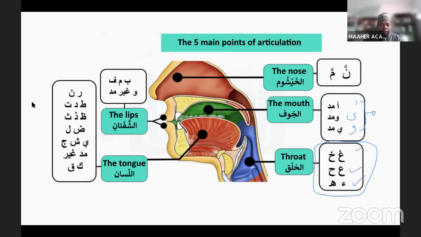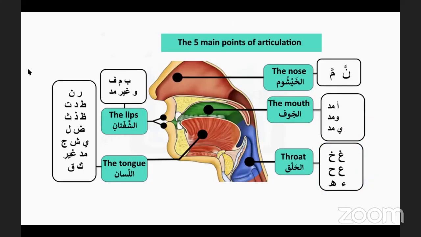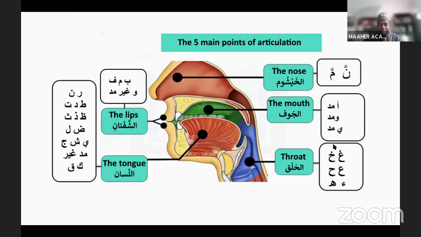The throat letters. Say it after me, everyone. Say the throat letters. Yes, you're not saying it. I want you to say it after me. So these are the throat letters. There are 6 of them out of all the 29 letters of the Quran.